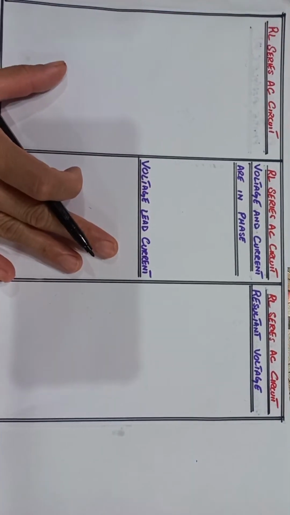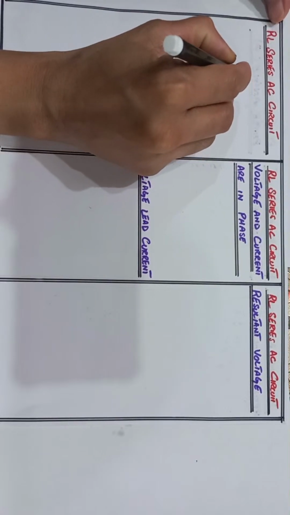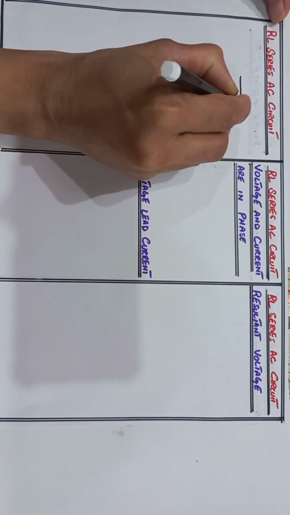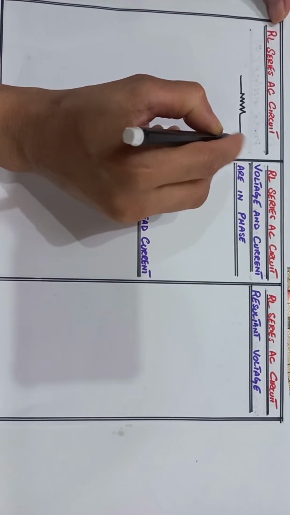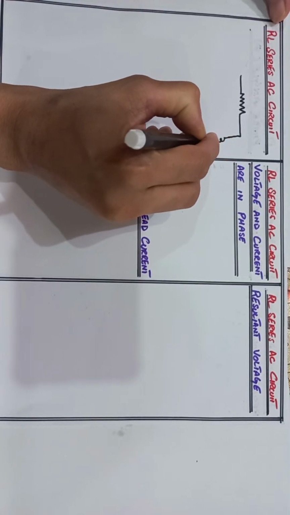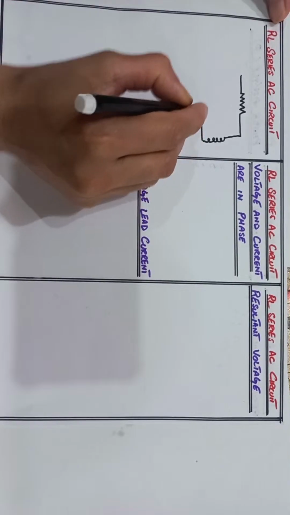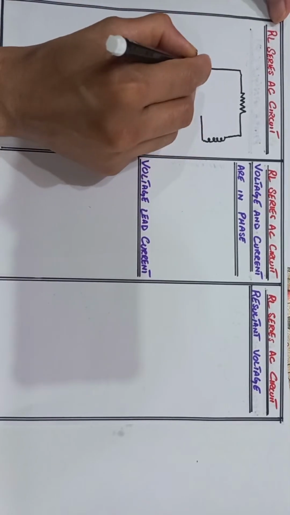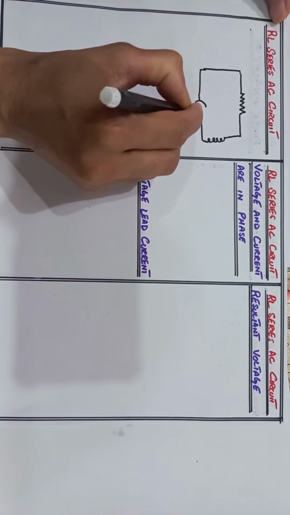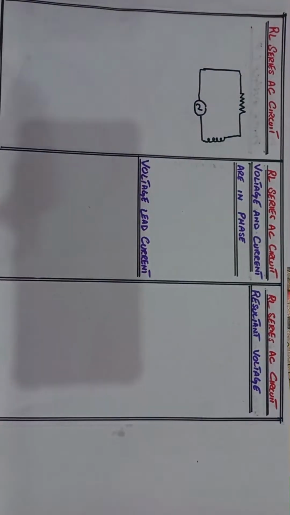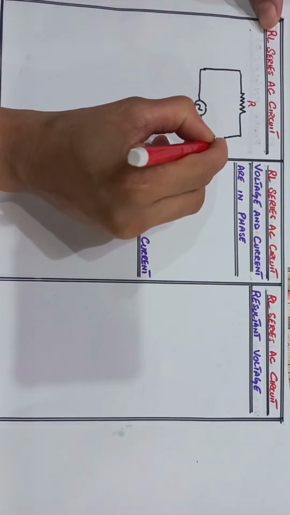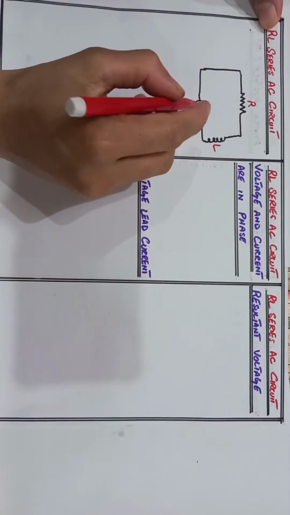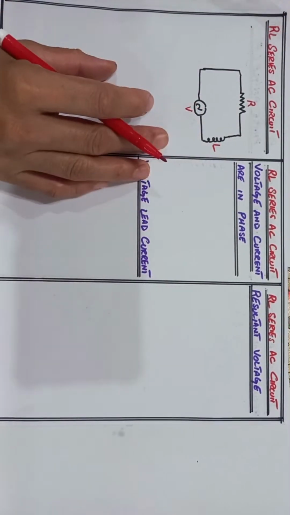Here we draw the diagram of the RL series circuit, in which we take the resistor in series with the inductor and apply the source voltage V. Here we connect the resistor R in series with the inductor L and apply the voltage V.